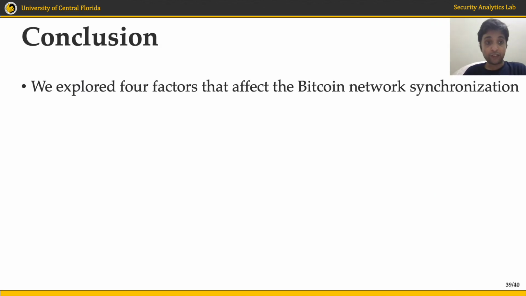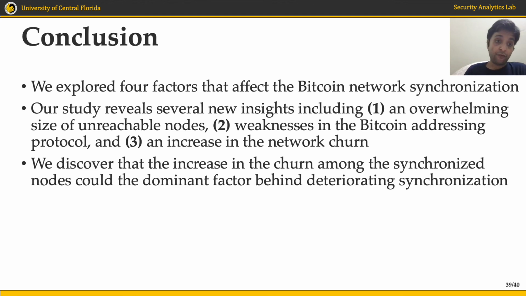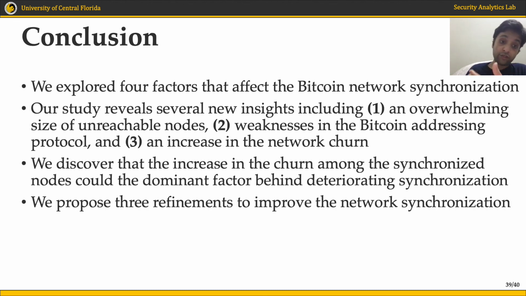In conclusion, we explored four factors that affect Bitcoin network synchronization. Our study reveals several new insights, including an overwhelming size of unreachable nodes, weaknesses in the Bitcoin addressing protocol, and an increase in network churn. We discovered that the increase in churn among the synchronized nodes could be the dominant factor behind deteriorating synchronization. And finally, we proposed three refinements to improve the network synchronization.